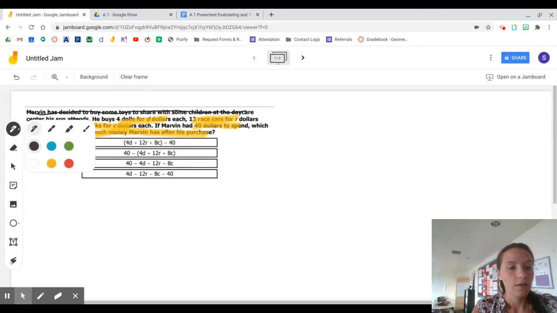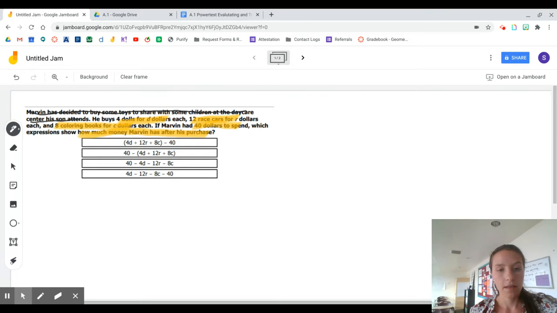So he is spending a total amount of money. That means we're going to have some addition. And I see the word each in there a lot of times. That means that we're going to have some multiplication. So let's start with 4 dolls for D dollars each. My question is, how much do the dolls cost in total?